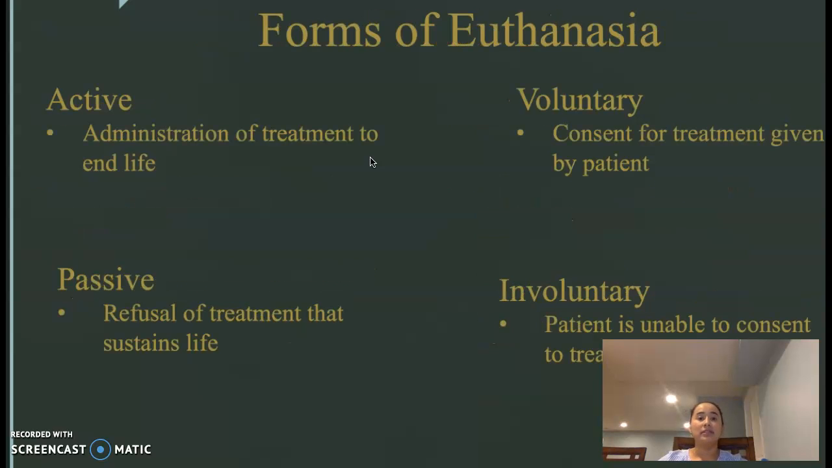There are 4 types of euthanasia. We have active, passive, voluntary, and involuntary. Active is administering treatment to end life. Passive is withholding from treatment that sustains life. Voluntary is when the patient consents to treatment. Last, we have involuntary, which is when the patient is unable to consent to treatment.